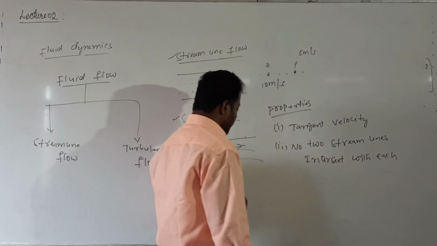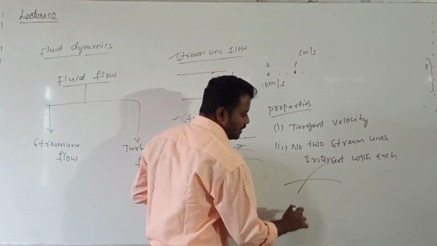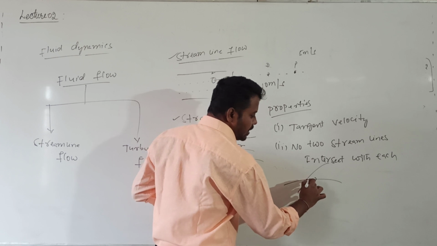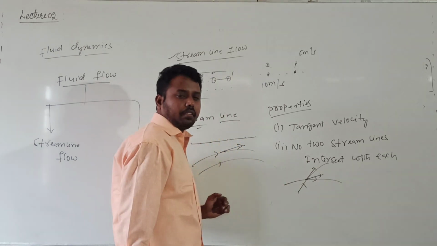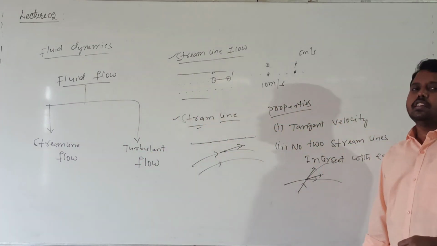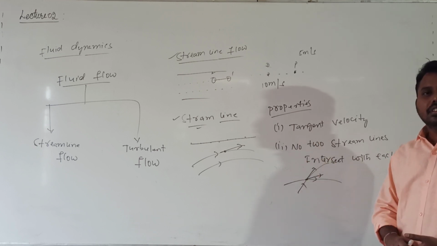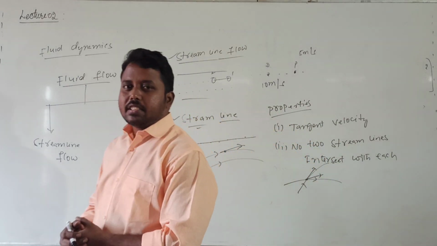Why? Because if they intersect with each other, what happened? Now two streamlines intersect. This is one streamline, this is one streamline. At the point of intersection, if I want to draw a tangent, I can draw two tangents. So at a given point, the fluid will have two components of velocity. It is not possible because it is a straight line motion. So that's why no two streamlines will ever intersect with each other.